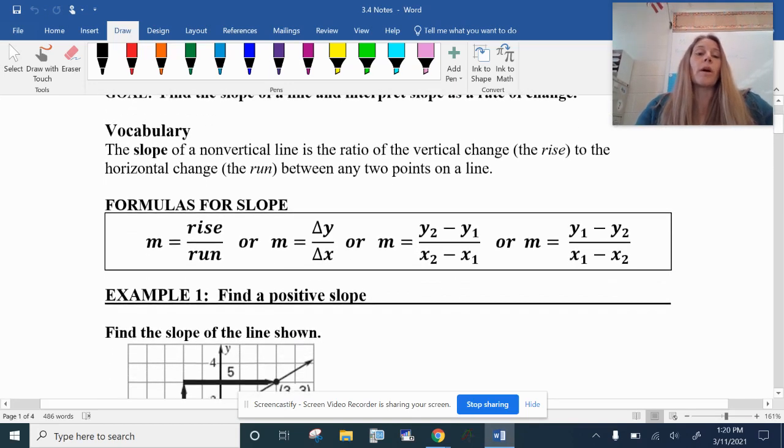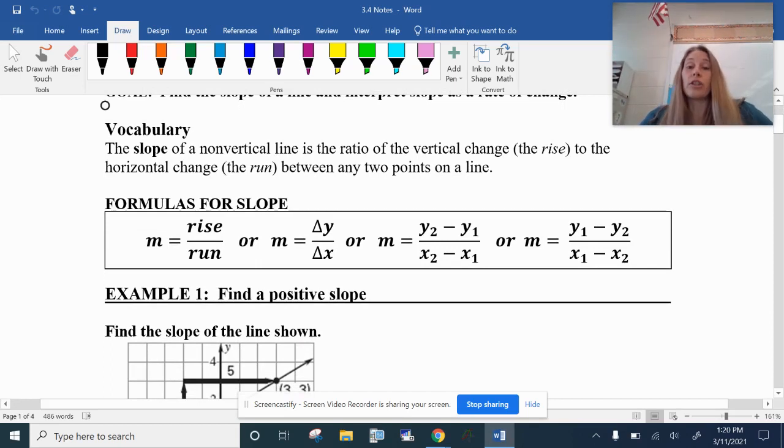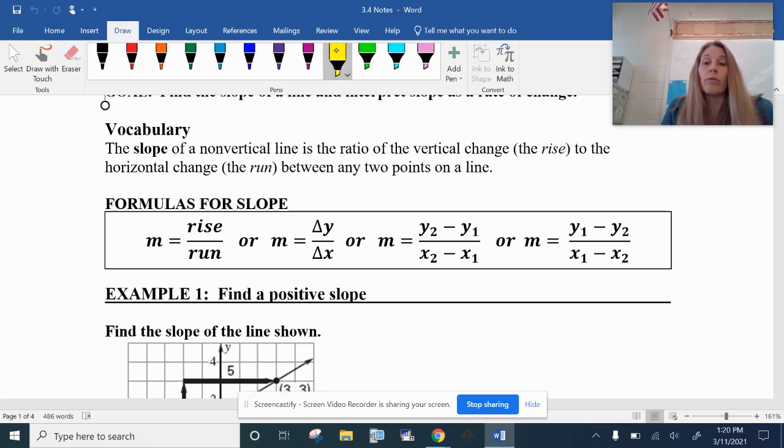So the slope of a non-vertical line is the ratio of the vertical change, which we often refer to as the rise, to the horizontal change, which we refer to as the run, between any 2 points on a line.